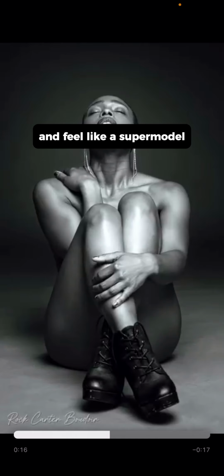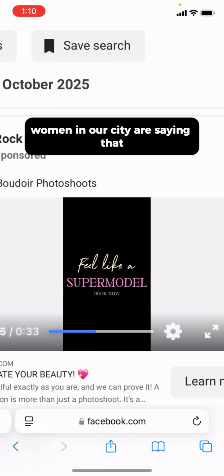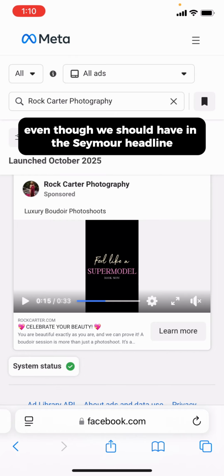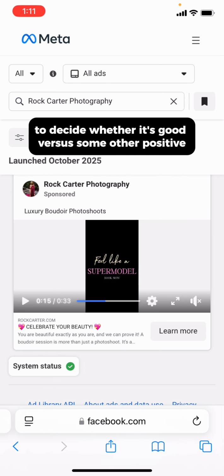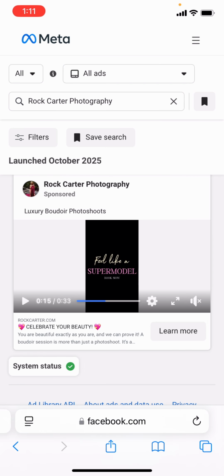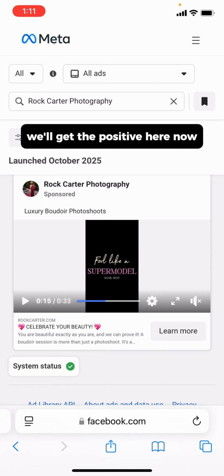Yes, I would definitely say yes. And feel like a supermodel? Yeah, I would definitely say women in our city are saying that. So yeah, I'll give the positive here, even though we should have it in the see more headline, so we actually have a method and a way to test it to decide whether it's good versus some other positive. So yeah, we'll get the positive here.